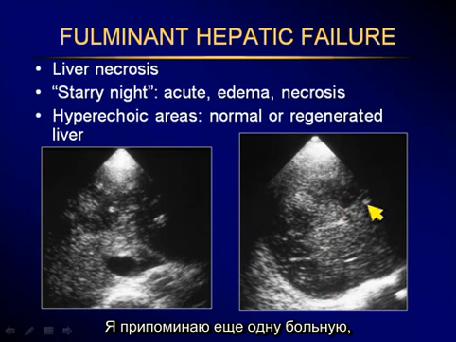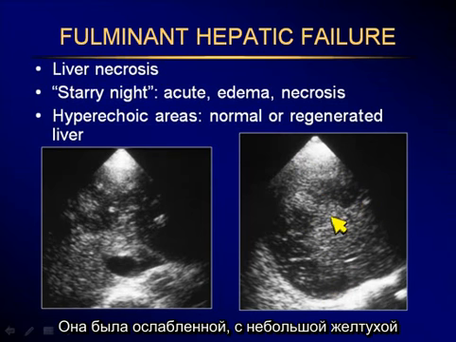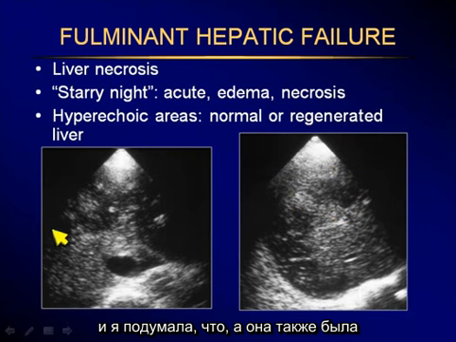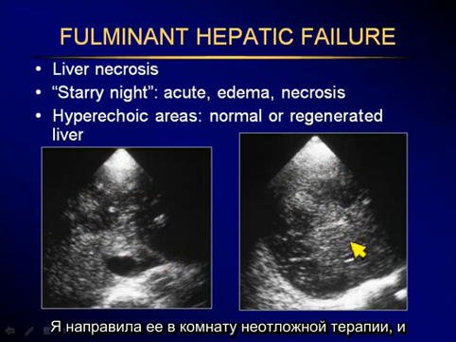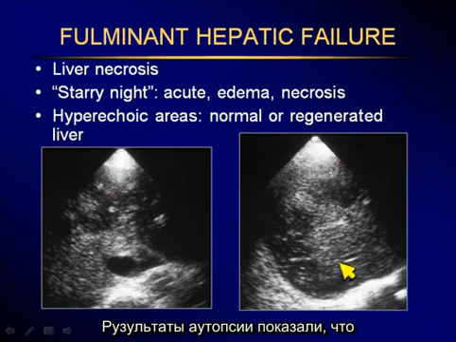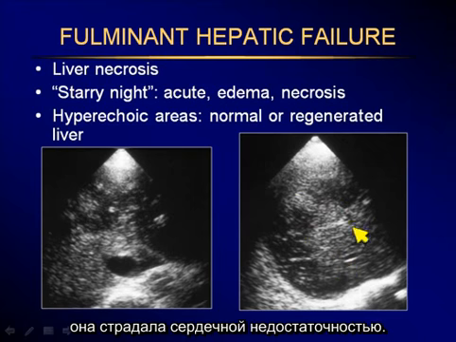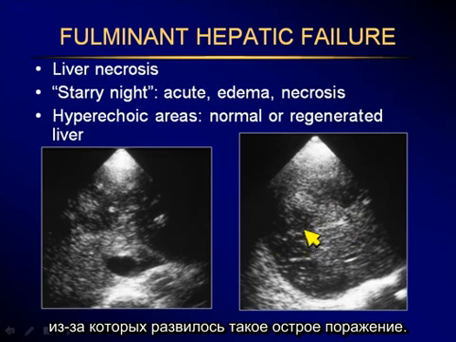Another patient that I recall with this pattern was a 34-year-old woman who was weak, a little bit jaundiced, in an outpatient setting, and I thought, gee, something's very wrong with this liver. I sent her to the emergency room, and on follow-up, I found out that within 24 hours she was dead. Autopsy revealed that she went into heart failure. She had lupus myocarditis and lupus hepatitis and developed this acute fulminant failure.